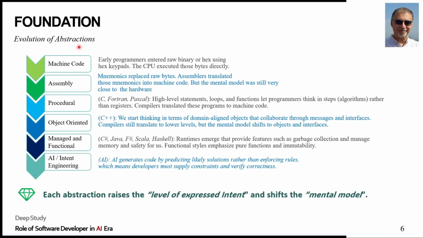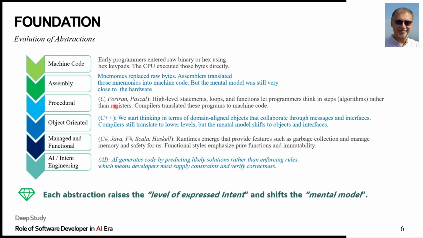Evolution of abstractions. Each abstraction raises the level of expressed intent and shifts the mental model. Before we unpack that, let's walk through the evolution of programming languages. We start with machine code. Early programmers entered raw binary or hex using hex keypads. The CPU executed those bytes directly. With assembly language, mnemonics replaced raw bytes. Assemblers translated those mnemonics into machine code. But the mental model was still very close to the hardware.